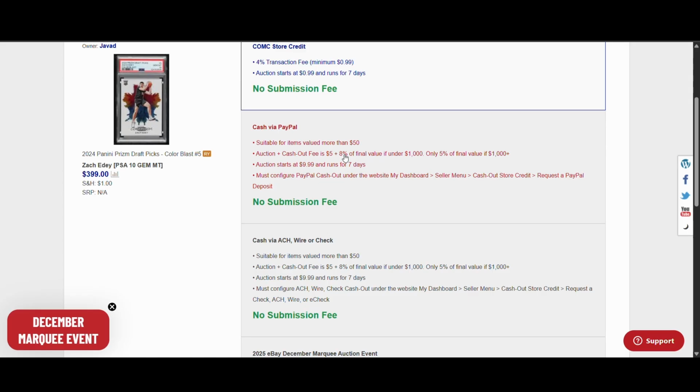And again, if I was to just sell it regularly on eBay, it's 13.25%. So that's slightly less than eBay. That's why I'll only do this if it's a card that's going to be about $100 or so. Then I just get the money directly to PayPal, and that's the best way to do it. If I want cash in my COMC account to buy other cards, then I can keep it there and not have to pay any kind of cash out fee. But this is a really nice one.